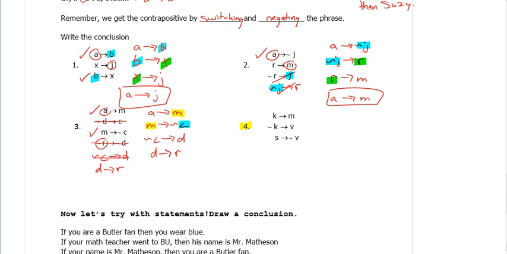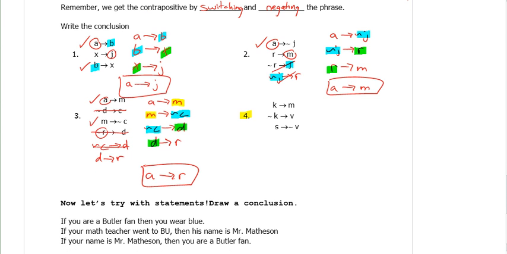You should always double check and make sure that you have this chain where everything's following in sequential order. If A, then M. If M, then not C. If not C, then D. If D, then R. Therefore, our conclusion is if A, then R. Okay. I want you guys to try 4.